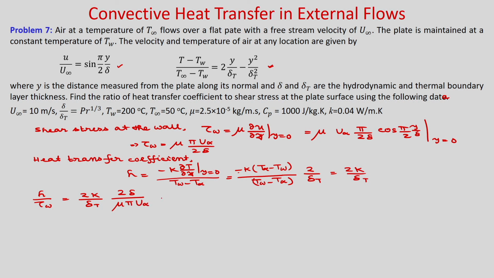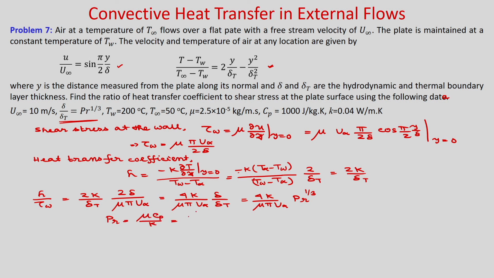So, you will be able to see this as 4 k divided by mu pi u infinity into delta by delta T, and delta by delta T you see it is given as Prandtl number to the power 1 by 3. Okay. So, you can write as 4 k divided by mu pi u infinity into Prandtl number to the power 1 by 3. Okay. So, for this particular case Prandtl number you can calculate as mu Cp by k.